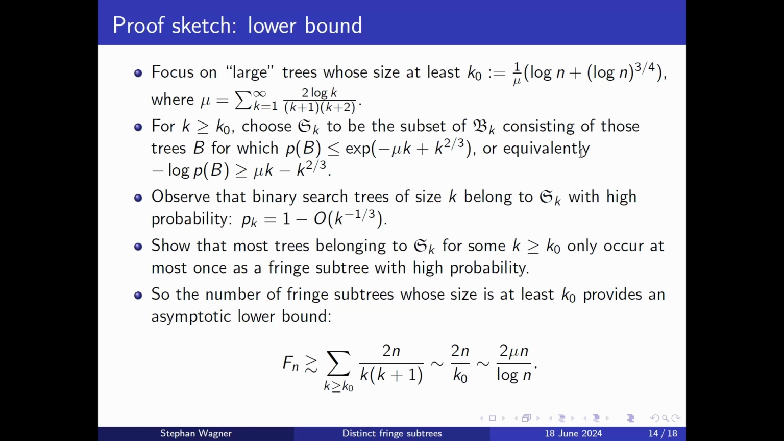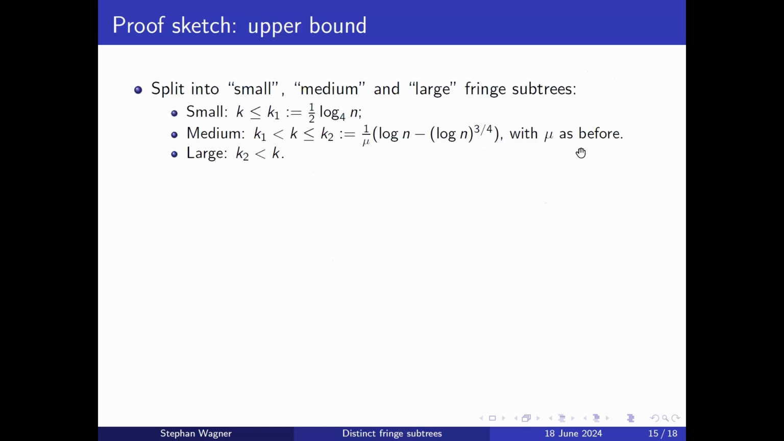That's what I mean by this greater than tilde. So this is a greater equal something that's asymptotically equal to this. And then this sum is easy. You get to n over k naught asymptotically, and by our choice of k naught, that's this. Right, so we've got a lower bound that's of this asymptotic form. Right, that's how you get the lower bound. That's something we already had before.